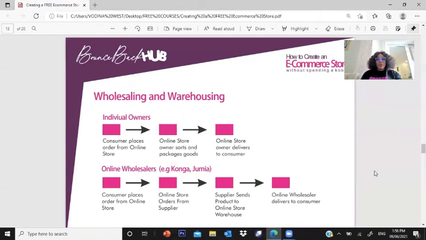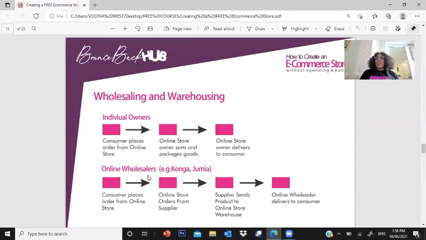Okay, so the wholesale warehousing, if it's individual: customer places order from online store. The online store owner sorts and packages the goods. Online store owner delivers to the consumer. But the other type, the online wholesalers, for example Konga and Jumia: the consumer places order from the online store, which orders from the supplier. Supplier sends product to the online store's warehouse. Then the online wholesaler delivers to the consumer.